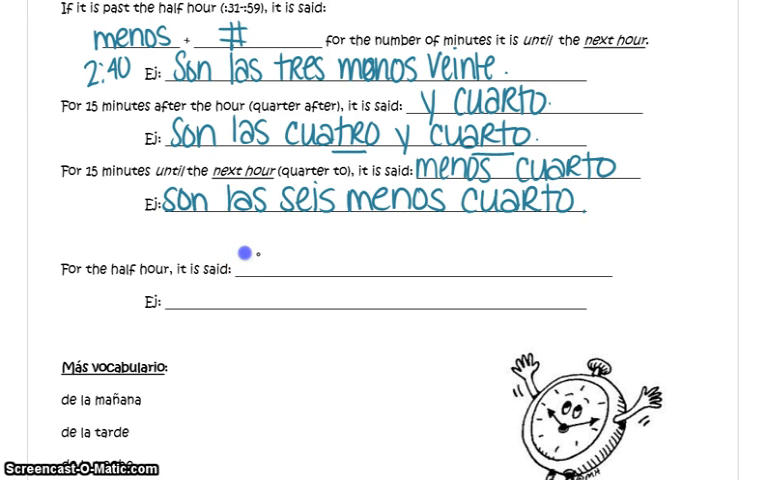And then for the half hour, we say y media. So to say it is 3:30, we might say son las tres y media.